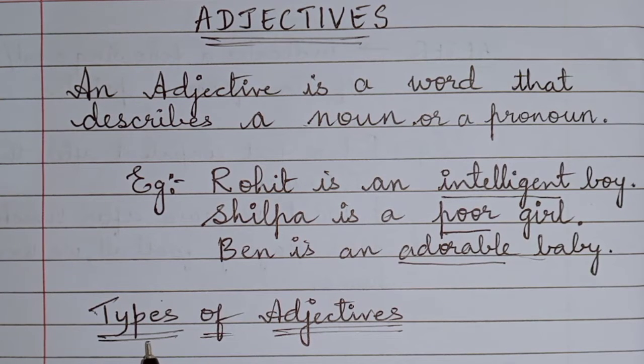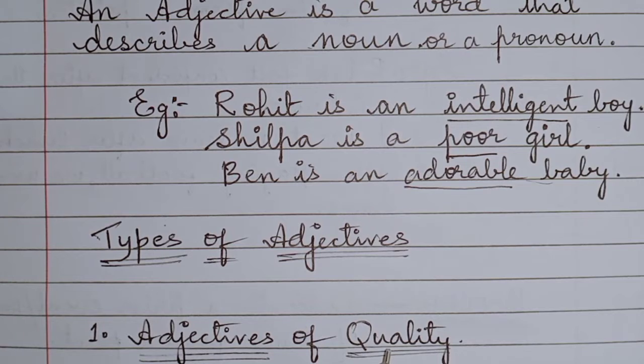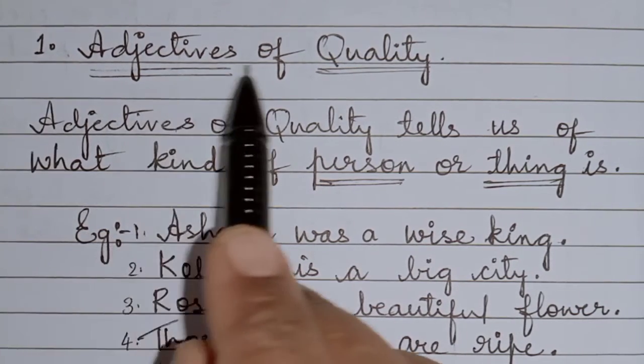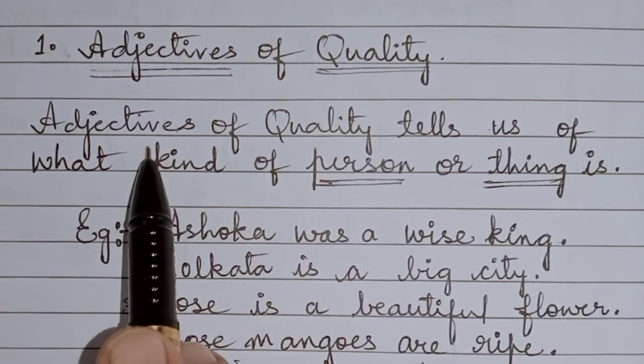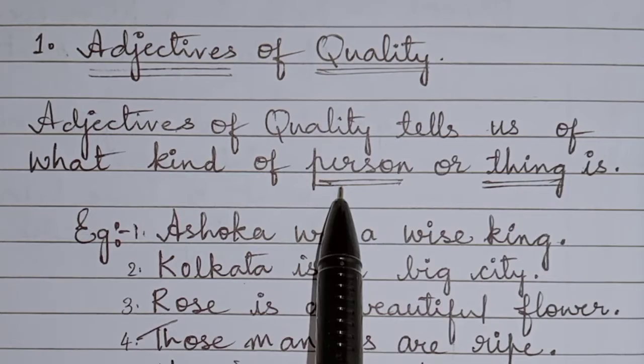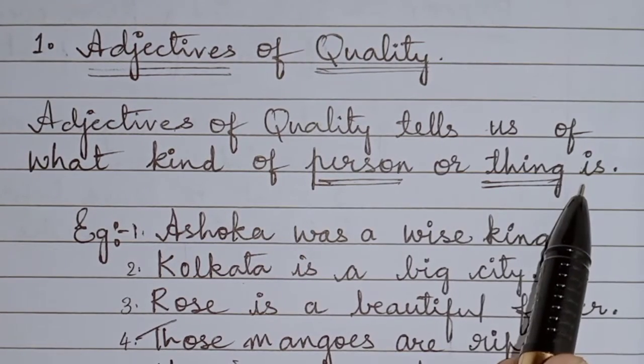Students, there are types of adjectives. You are going to learn about adjectives of quality, adjectives of number, and adjectives of quantity. Let us see one by one. Firstly, we will see adjectives of quality.